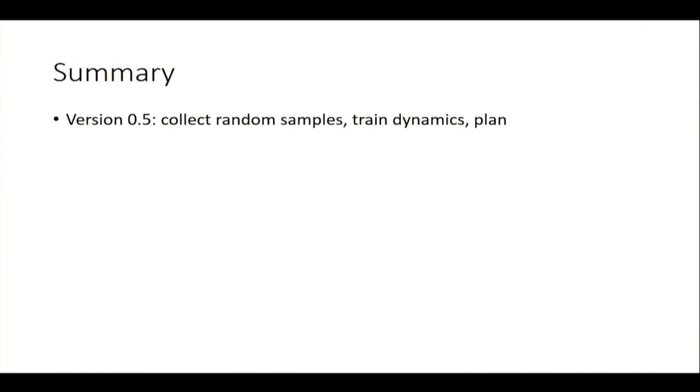Okay. So here's a summary of these model-based RL algorithms that I presented. We had version 0.5, which is collect random samples, train your dynamics, and then plan, and then just execute that plan. The advantage of that is that it's simple. There's no iterative procedure. You could, in principle, use data that somebody else just gave you, so you don't have to actively collect more data. The disadvantage of this is that in the general case it might not work because of the distribution mismatch problem.